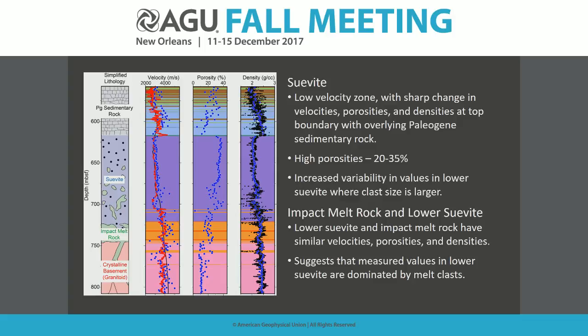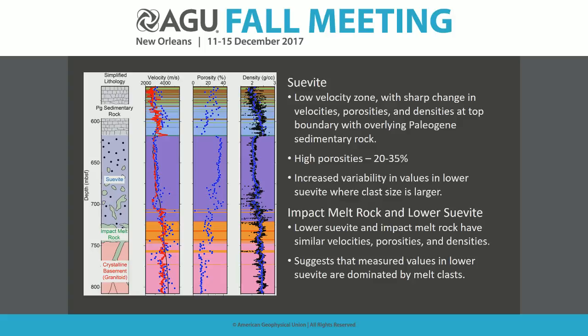You can see down here, as you get deeper, there's much more variability in the measurements, and that's where the clast size gets larger. As we get to the base of the suevite and into the melt rock, you can see the lower suevite and the melt rock have similar properties. And what we think this means is that as soon as you start getting some melt rock, the measurements are really picking up on the melt clasts, so they have similar properties.